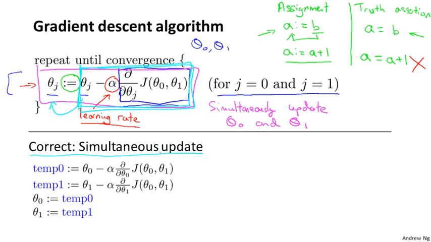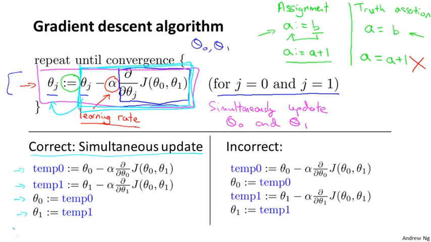This is a correct implementation of gradient descent, meaning a simultaneous update. So I'm going to set temp 0 equals that, set temp 1 equals that, so basically compute the right-hand sides. And then having computed the right-hand sides and stored them into variables temp 0 and temp 1, I'm going to update theta 0 and theta 1 simultaneously. So that's the correct implementation.